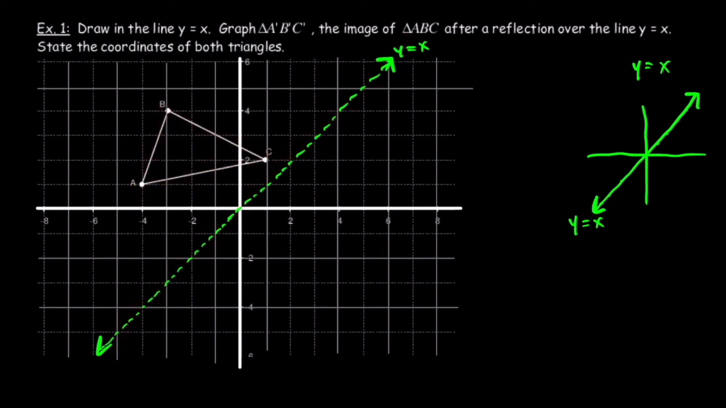Well, it's a little bit difficult here because what we need to do is actually count diagonals. So I'm going to start with the closest one to the line, point C. If I want to reflect this through that line, I count the diagonal. So this is half a diagonal, so I have to go half a diagonal to the other side. So right there is going to be C prime.